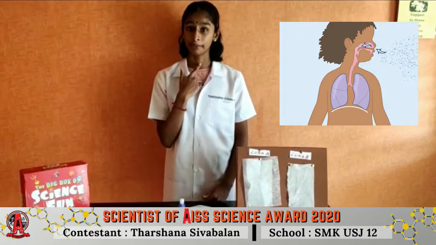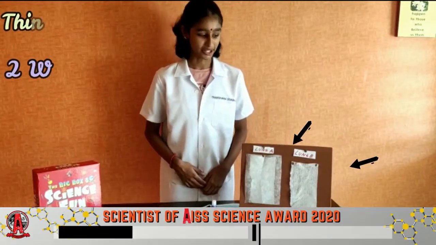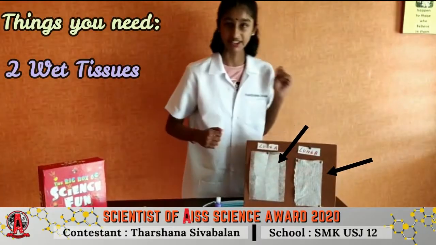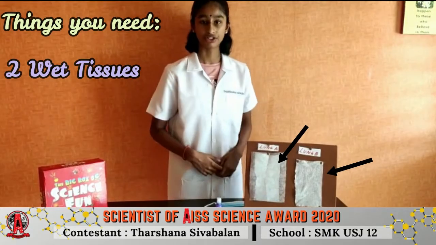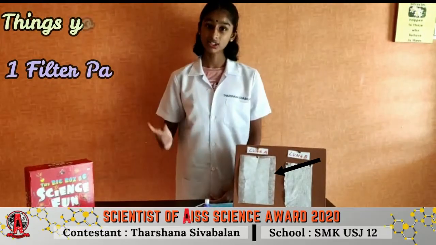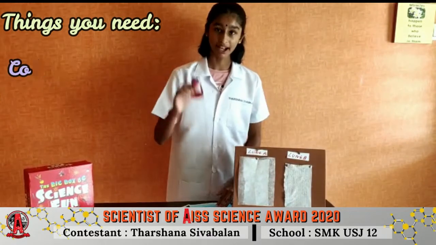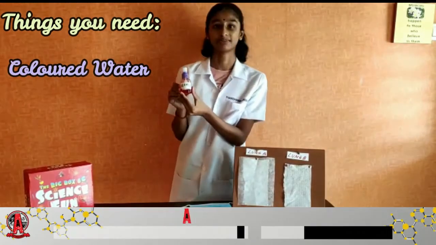The air we breathe goes down to our nose, to our windpipe and last into our lungs, and so do the viruses in the air. For my experiment today, I will be needing 2 wet tissues to represent the lungs. The reason why I have chosen wet tissues instead of dry tissues is to show the moisture within the lungs. Next, we will be needing 1 filter paper to represent the mask and some colored water to represent the germs.